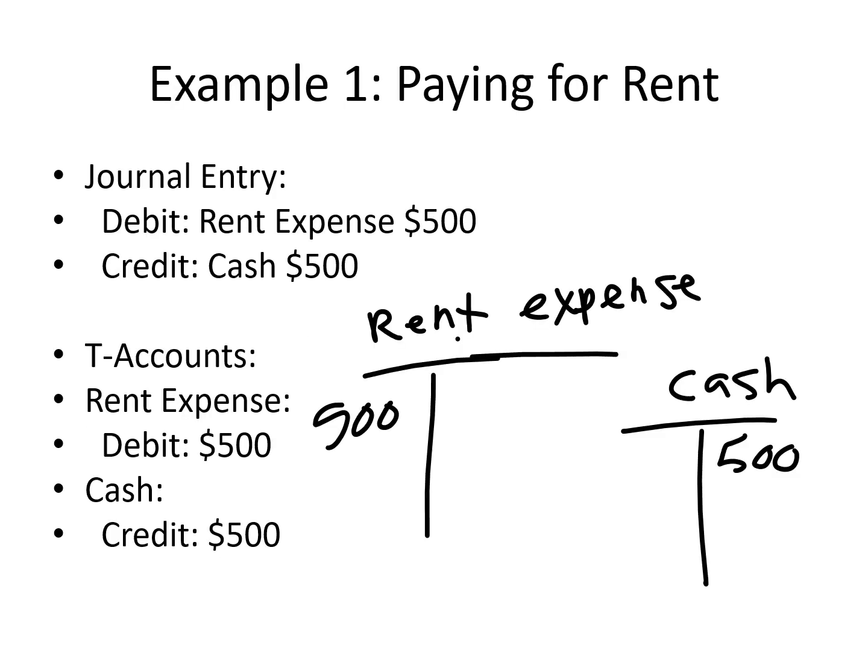So here's an example. Your company pays $500 in rent. In your journal entry, you would debit rent expense for $500 and then credit cash for $500. When you post to the ledger, you go to the rent expense T account and put $500 on the debit side. And then for the cash T account, you put $500 on the credit side. And boom, you've just posted to the ledger.